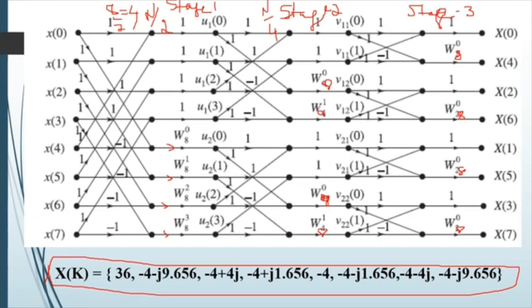In the last stage you will have only one twiddle factor. In stage 2 you will have 2 twiddle factors, and in stage 3 you will have 4 twiddle factors. Do the calculations as per the previous problem. The final output we get is in bit reversal order, and we rewrite the output in normal order. So this is the x of k for the given problem.